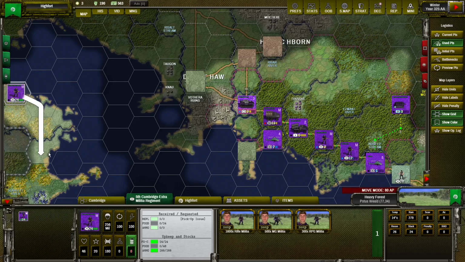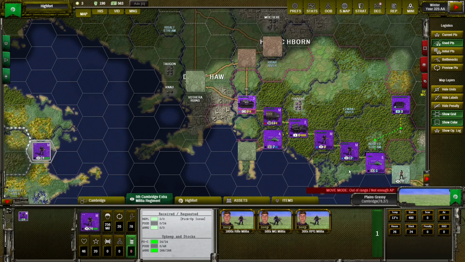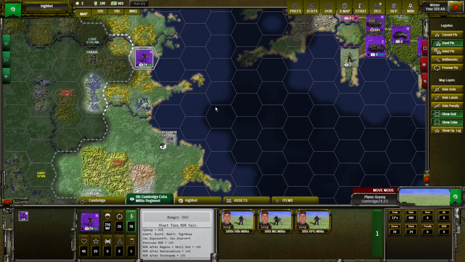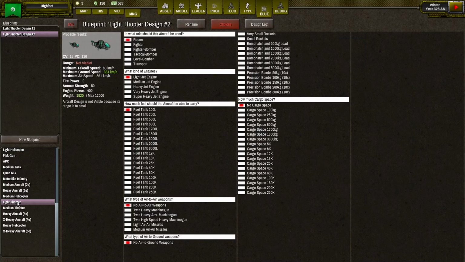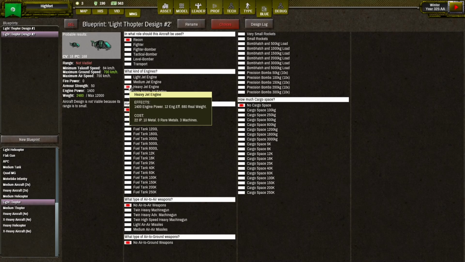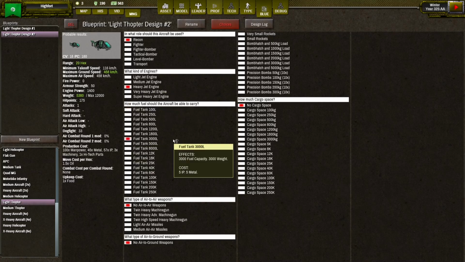And this unit move here. They are hungry, not dying, so maybe I could quickly build topters. We could try to use light topters, because for heavy and medium topters we also need high tech, and we don't have the high tech resource. Let's do them. Let's give them some heavy jet engine, some fuel. You can see the range is 20.